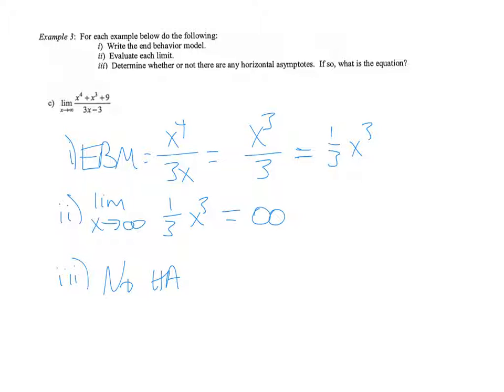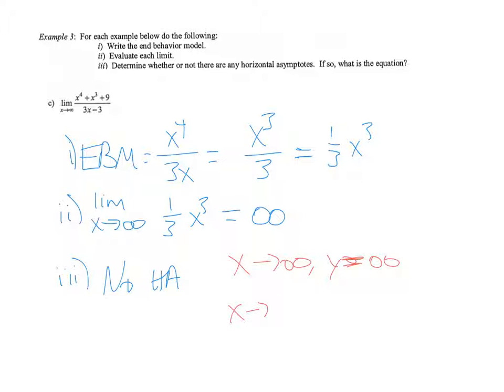But we could be a little bit more specific. I could write this in limit notation if I wanted to. I could also just say, I know based on that end behavior model that as we go to the right side, y is going to go up. So y is going to infinity.